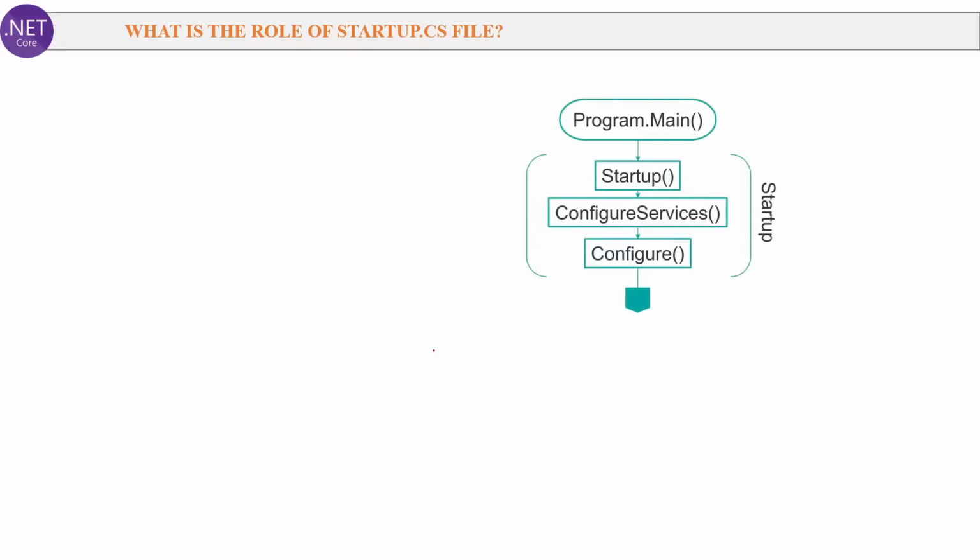Next question is, what is the role of Startup.cs file in .NET Core? This is a very important file in ASP.NET Core. First thing is, you must know the starting flow in ASP.NET Core application. Here in the diagram, you can see the flow. Program.cs file is the entry point and then it redirects the request to the Startup.cs file for configuring the services and request pipeline.